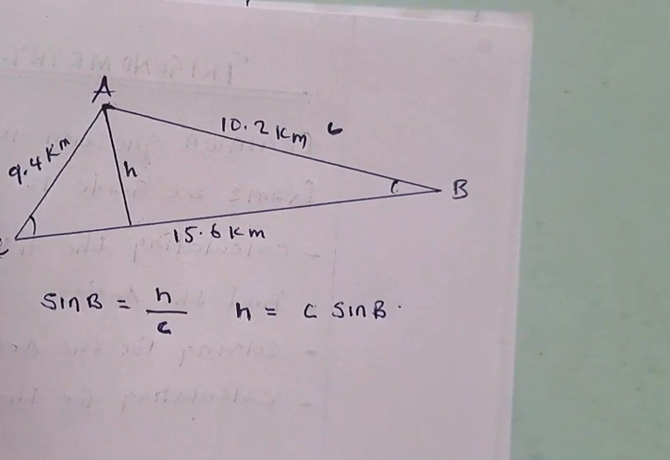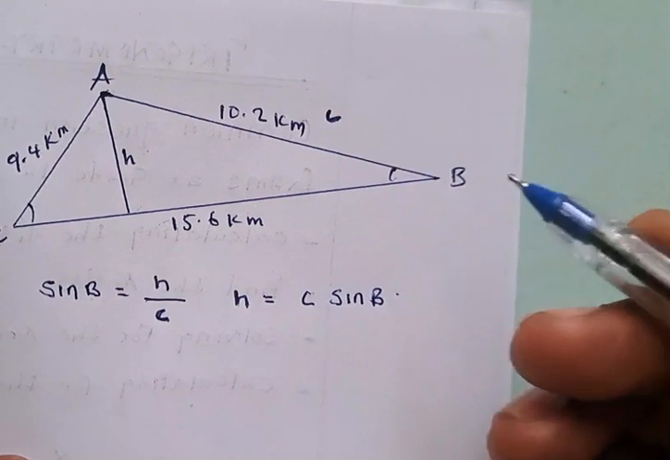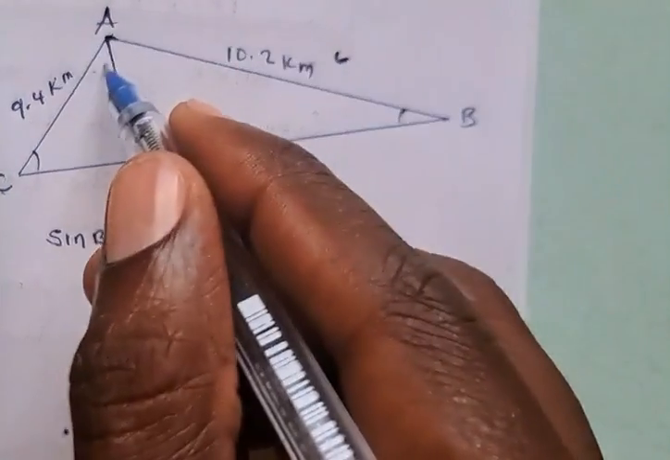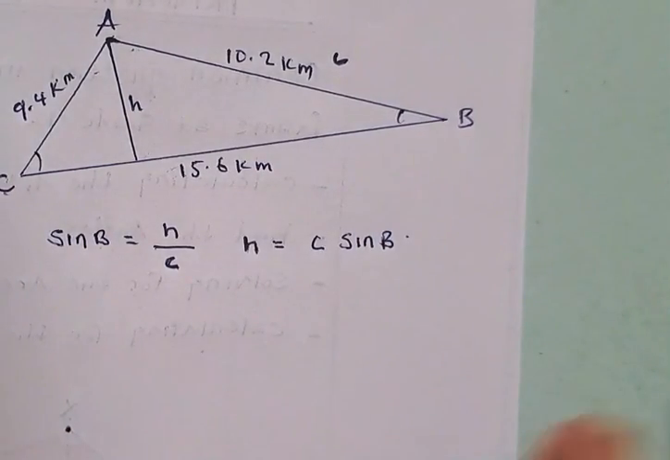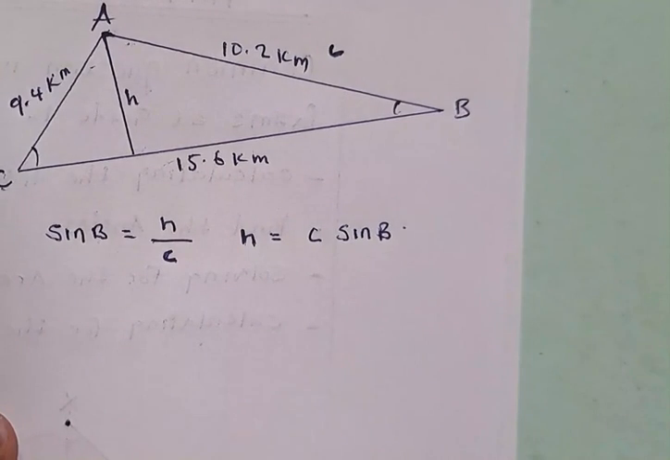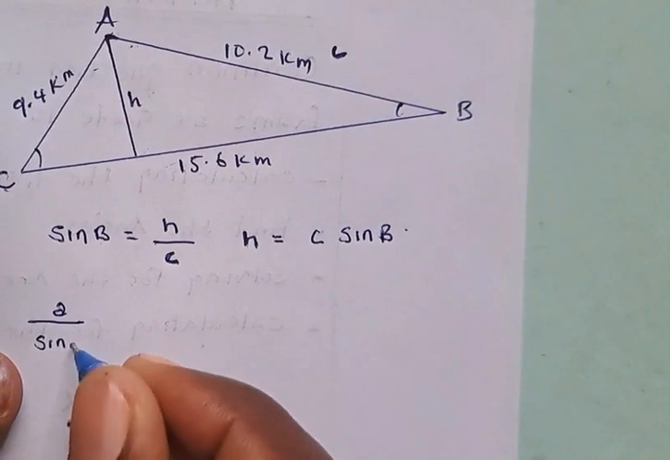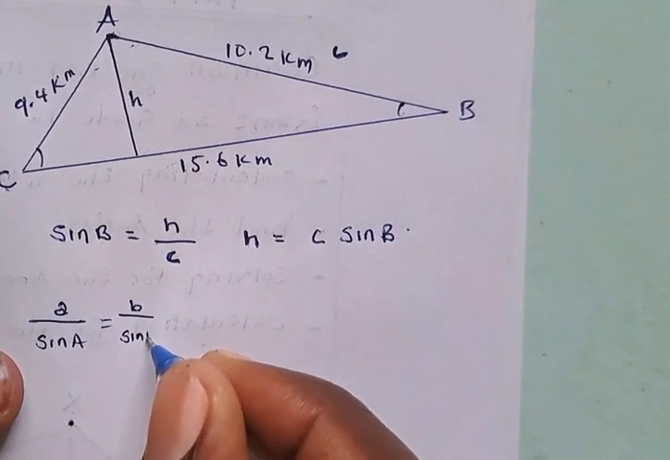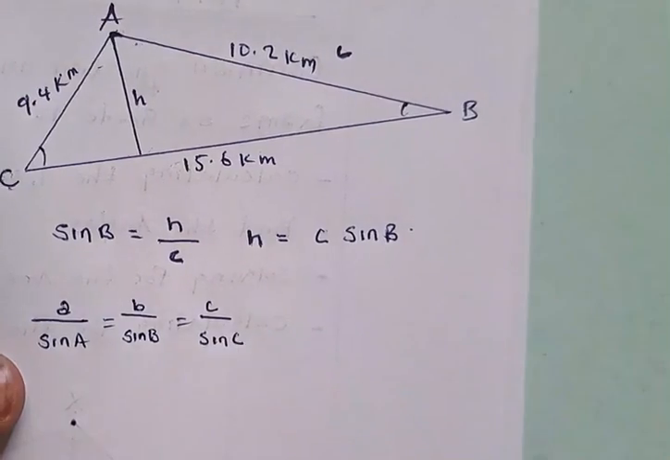Now again, the problem that we have is that we don't have sine B. So we need to find sine B first of all. So how do we find sine B? Of course, since we have this to be 105, we can now use the sine ratios to come up with sine B. Those trig ratios that I explained in the previous video say that A over sine A is equal to B over sine B is equal to C over sine C.